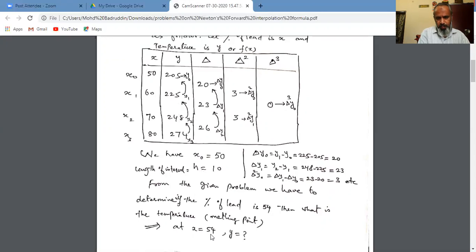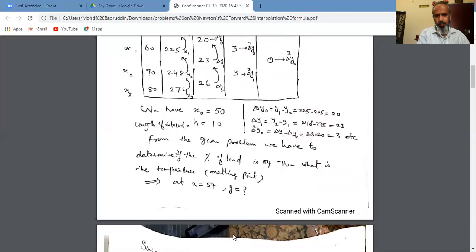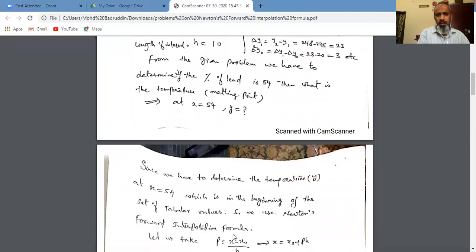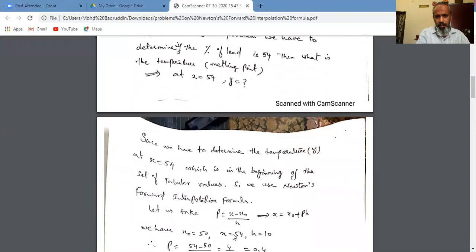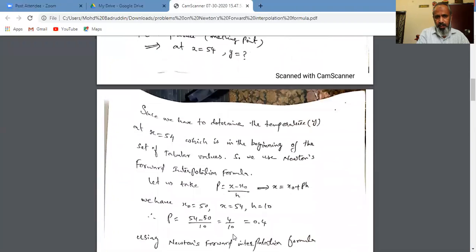Now at x is equal to 54, we have to find the value of y, that is the melting point. Since we have to determine the temperature y at x is equal to 54, which is in the beginning of the set of tabular values, we use Newton's forward interpolation formula.